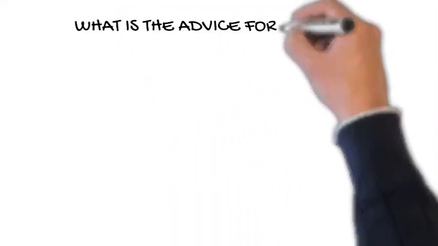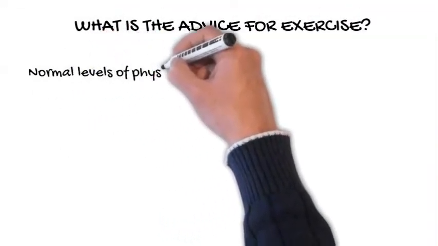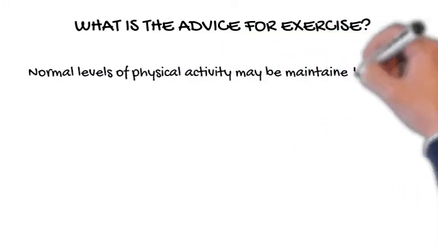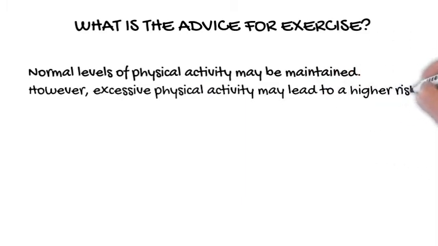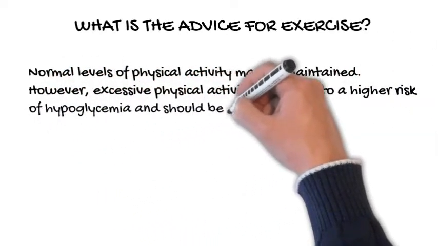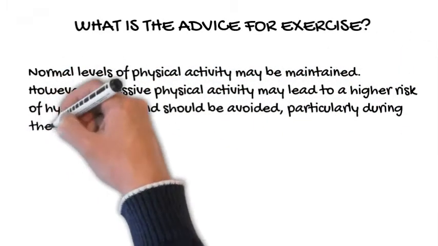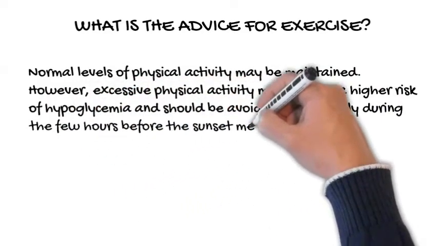What is the advice for exercise? Normal levels of physical activity may be maintained. However, excessive physical activity may lead to a higher risk of hypoglycemia and should be avoided, particularly during the few hours before the sunset meal.